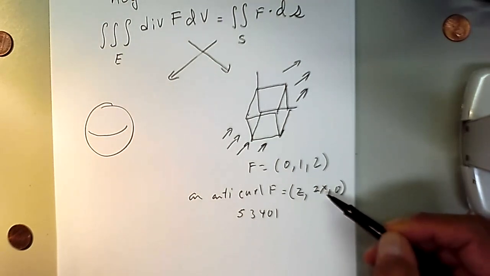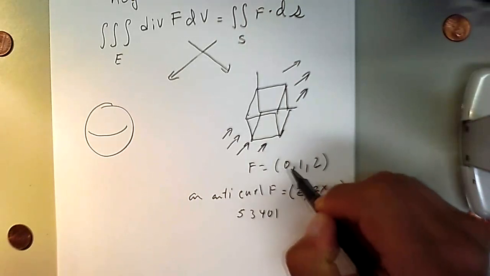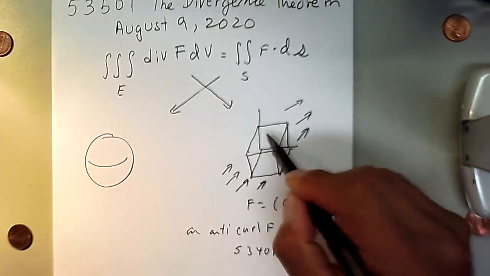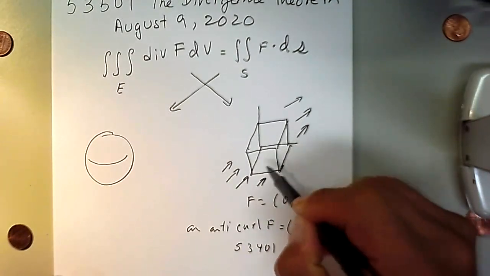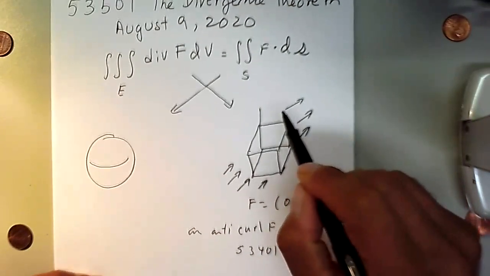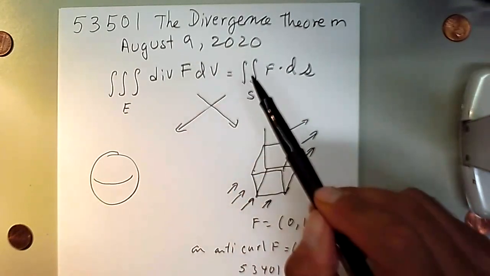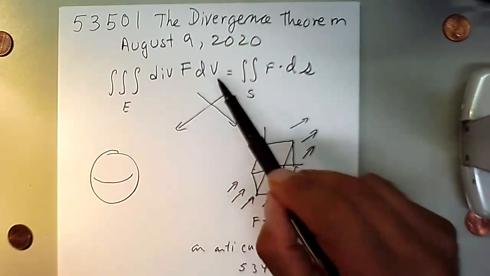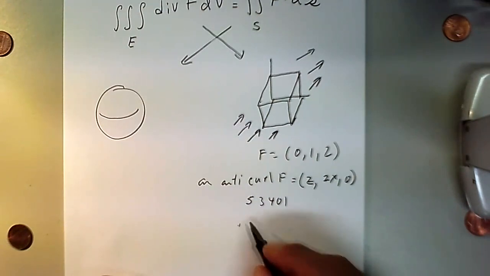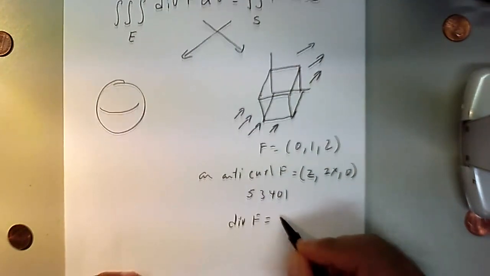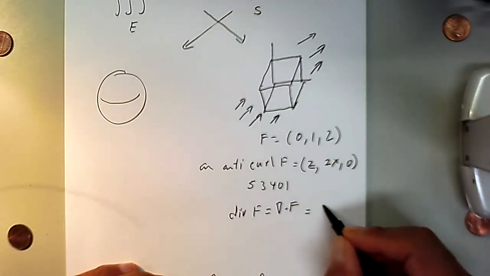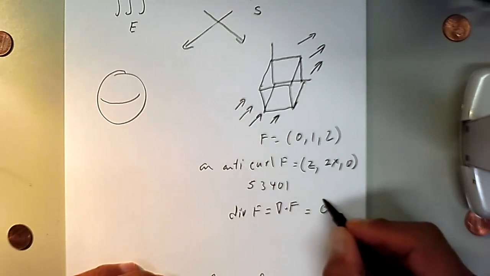And since we can find an anti-curl, then automatically the surface integral over this solid would be 0, because anything that goes in has to go out. And consequently, this is interesting. If you find the divergence of this F, the divergence of F, of course, is the gradient dotted with F, and that would be, of course, the vector 0.